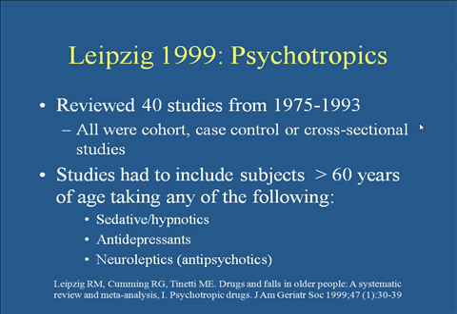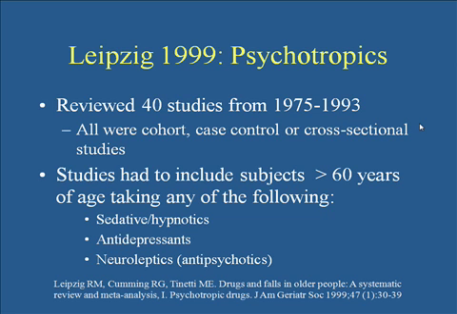So in 1999, Leipzig looked at, for psychotropics, 40 studies. 40 studies met their criteria, and there were a lot more studies that they had actually looked at. But basically 40 of them met their criteria. The time period the studies included was 1975 through 1993. So some of those are going back a ways. 1975, that's when I was in pharmacy school the first time. So that's a ways back there. All of the studies were observational. They were either cohort, case control, or cross-sectional studies.